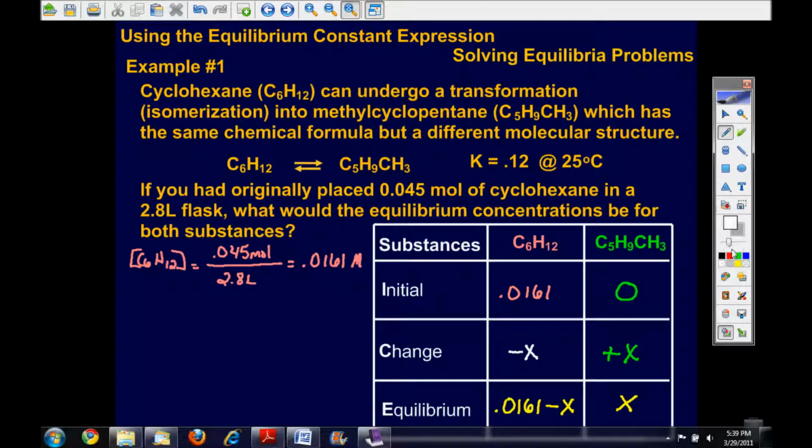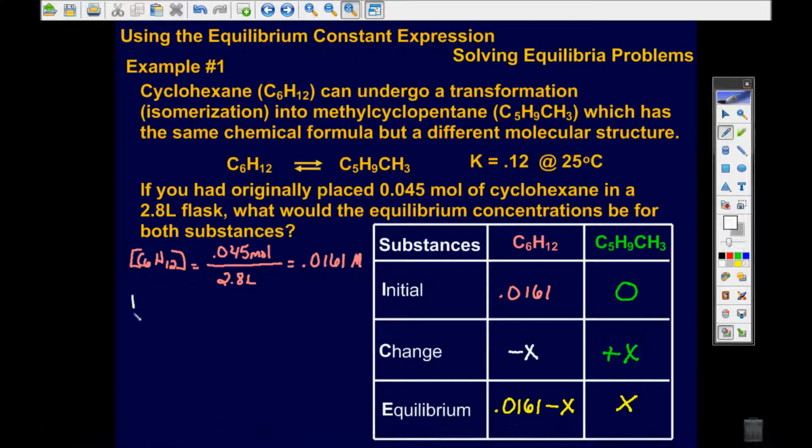So how do I solve for X? What am I going to do? I'm going to write my equilibrium expression, and I'm going to plug my values in and solve. So you learned how to write an expression, that is the products on the top, the concentration of C5H9CH3 divided by the concentration of the reactant, which is C6H12. Now here I didn't have any exponents, so it's an understood exponent of 1 on both the top and the bottom. And I'm told that at equilibrium, that is going to be equal to 0.12.